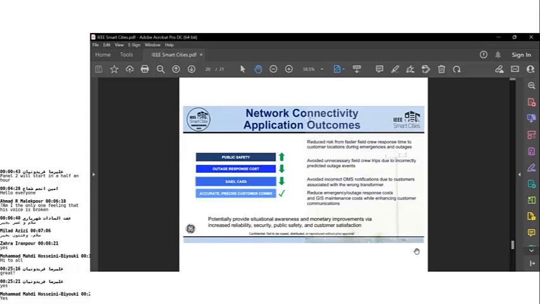So we believe that this NC analysis could potentially provide situational awareness, helping electric utilities run their grid more reliably and securely, providing public safety and customer satisfaction. So basically providing value both to electric utilities and the customers.